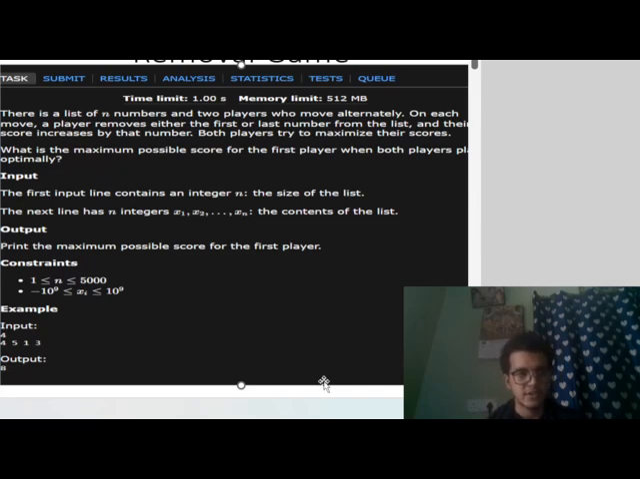So today we are here with the problem of Removal Game, which is taken from the CSES sheet. This is a DP problem. So let's first go through what the question is saying. Basically, we are given a list of n numbers and two players who move alternately, one each. A player removes either the first or the last number from the list and their score increases by that number. We want to find the maximum possible score for the first player when both players play optimally.